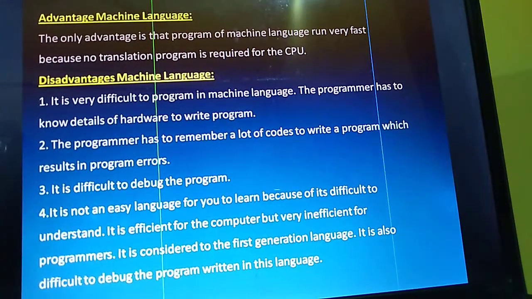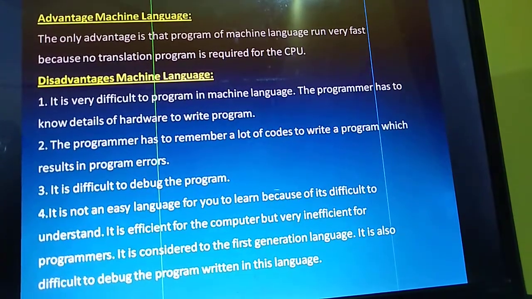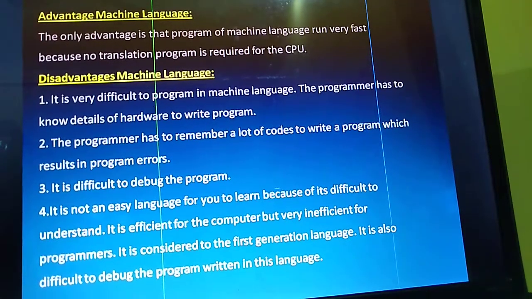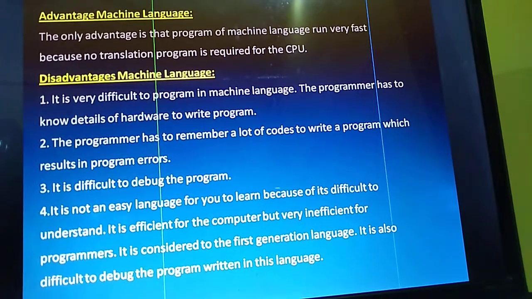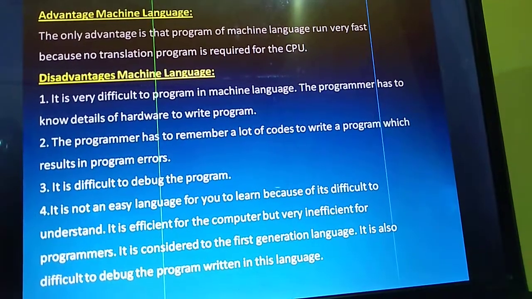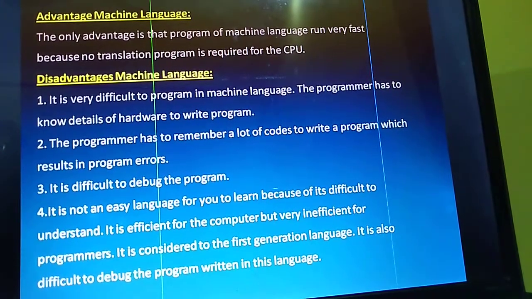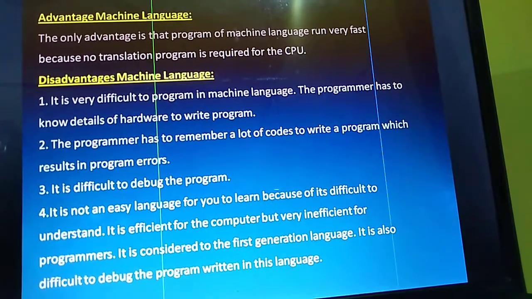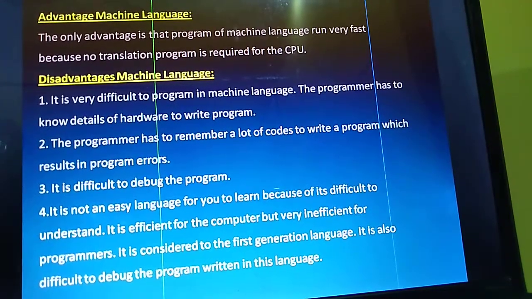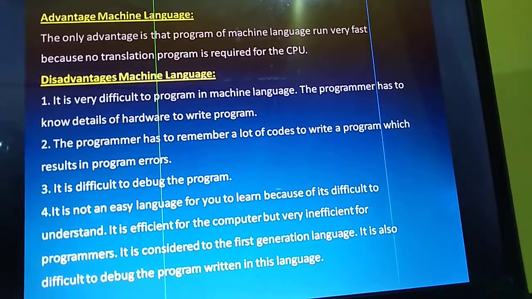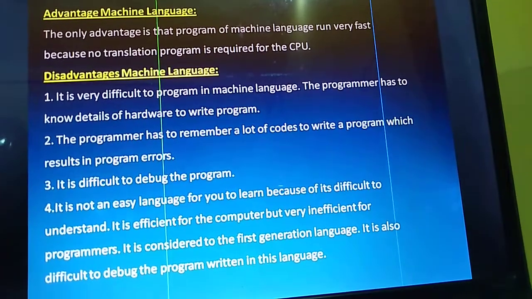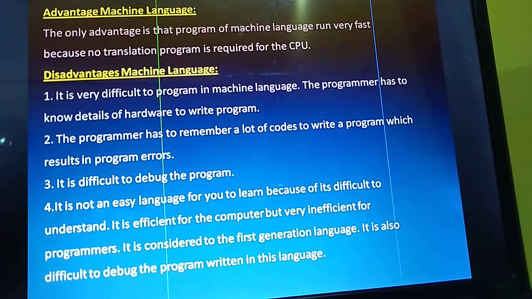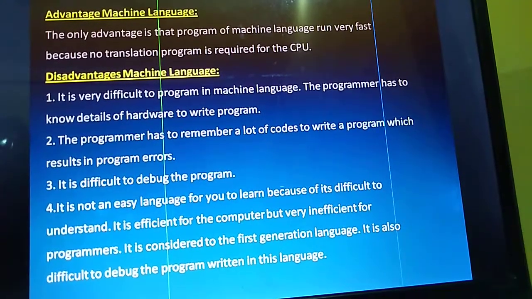Let us discuss the advantages of machine language. It has only one advantage, and that advantage is that it runs very fast. And the reason is very simple, because no translator program is required for the CPU to translate the program. So it is the biggest advantage and the only advantage of machine language.